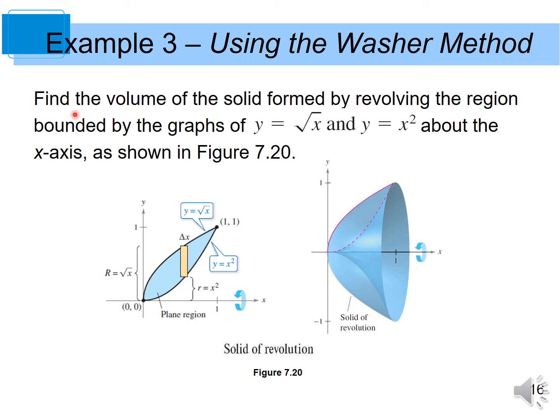Look at this example. Find the volume of the solid formed by revolving the region bounded by the graphs of y equals radical x and y equals x squared about the x-axis. Look at the figure here. So this curve is the quadratic function, it's a quadratic curve, and this curve is the radical curve.